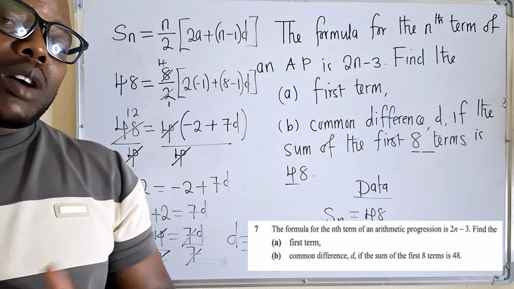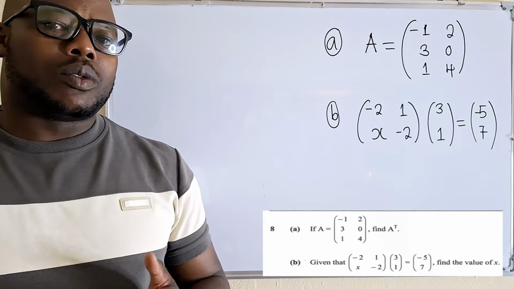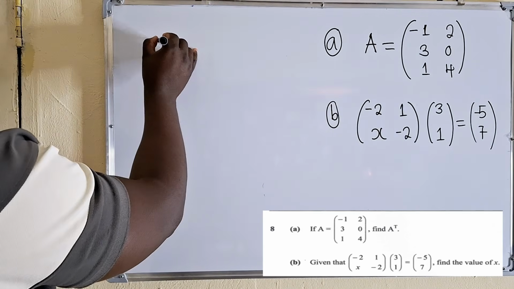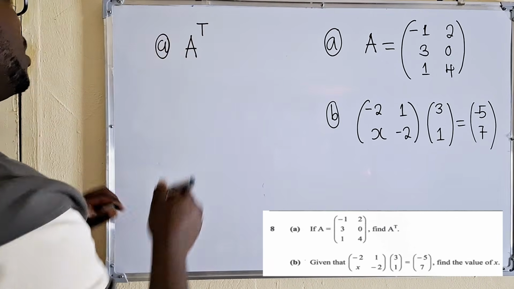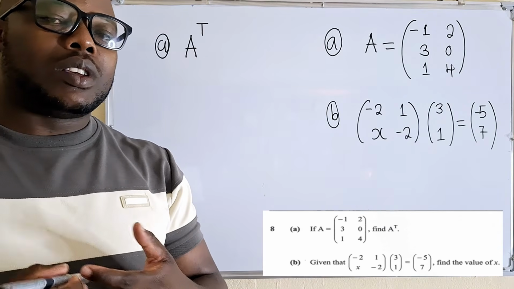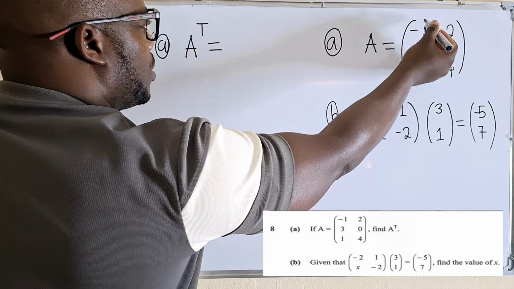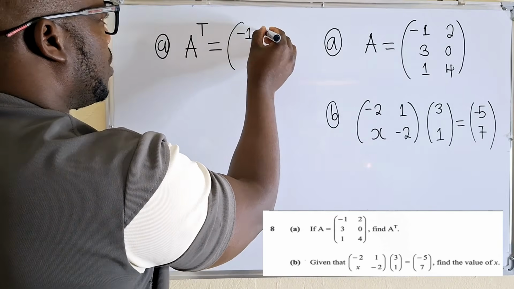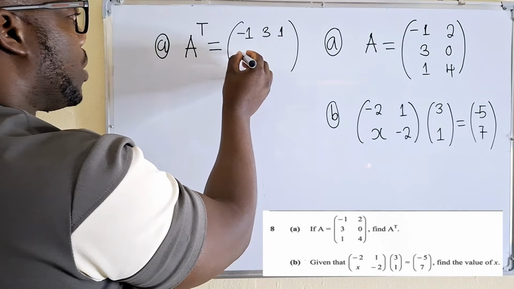So let's check out the next question and also see what we're supposed to do. Okay, so for this question, we've been told to find the transpose. That's question A. So for question A, they're saying we find A or capital letter T. So the capital letter T simply means the transpose. And what you're going to do here is just to change the column to become a row. So that is negative 1, 3, and 1. And also this other column will become a row.